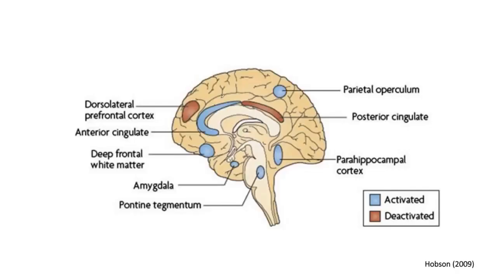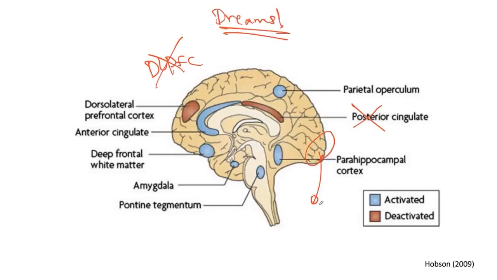But the characteristic pattern that we have mainly during REM sleep is that we have a good level of deactivation in DLPFC, a good level of deactivation in what we call posterior cingulate cortex, and also good deactivation in the part of the brain which is called primary visual cortex. This is basically when we have dreams.